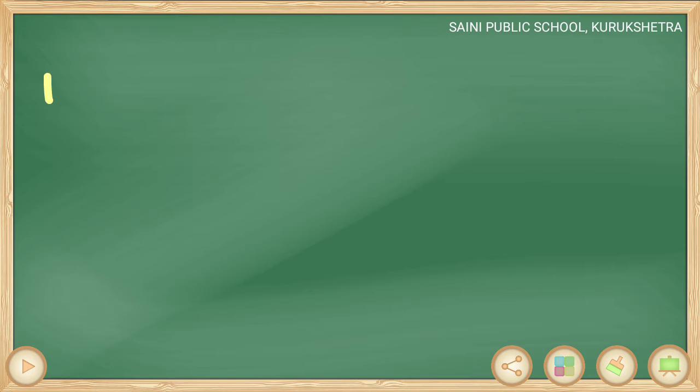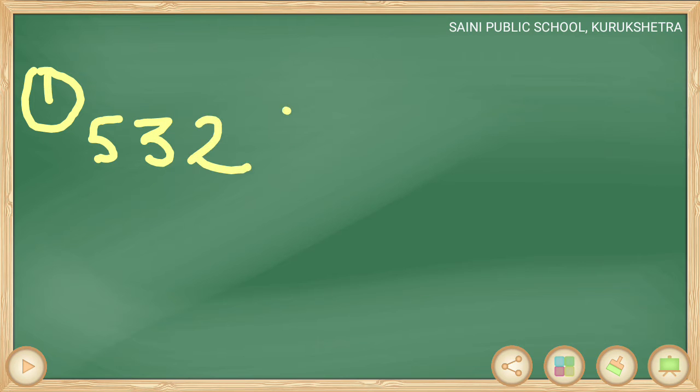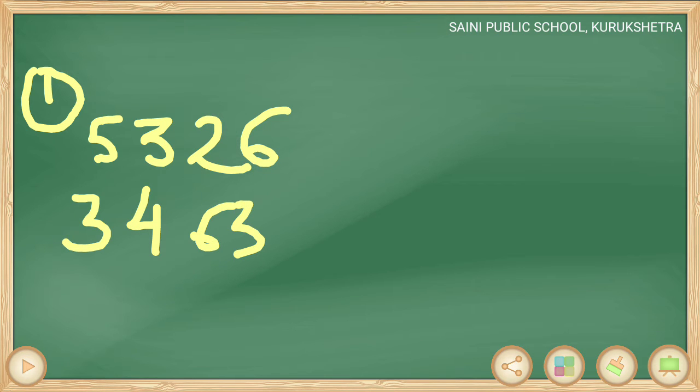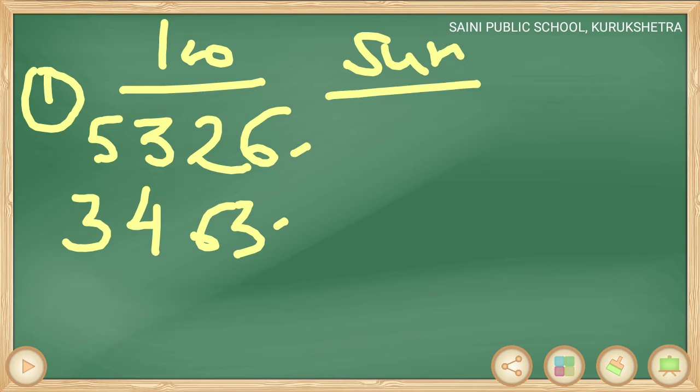Our first example is, here are two given numbers that are 5326 and our second number is 3463. Now we want to round off these two numbers to nearest 100 and then we will find their sum. So let us start. Now these are 4-digit numbers. So first of all we will write their places: ones place, tens place, hundred place and then thousand place.